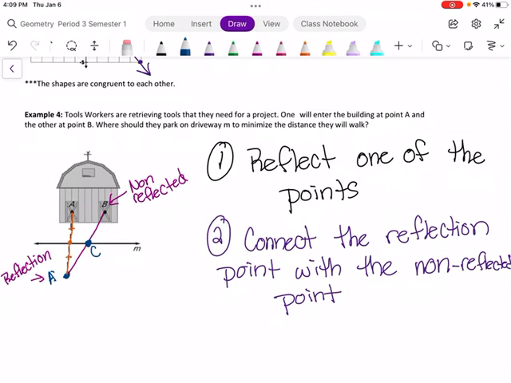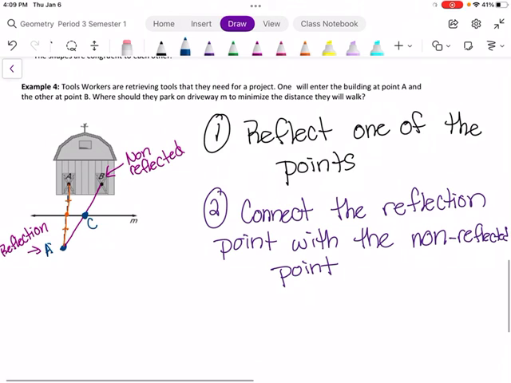So that's everything you need to know for problems like this. There are some on the homework that you're going to use a graph for, and you're just going to reflect those over the x-axis instead of a line M. If you have any questions, though, let me know, and I'll get back to you as soon as possible.